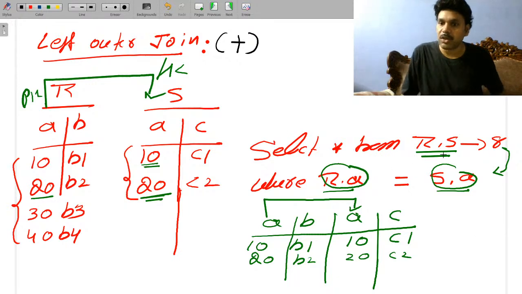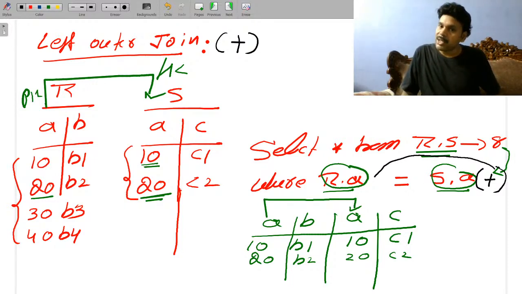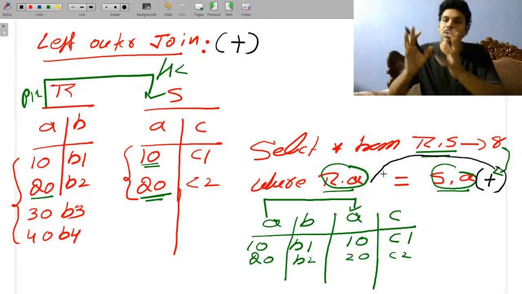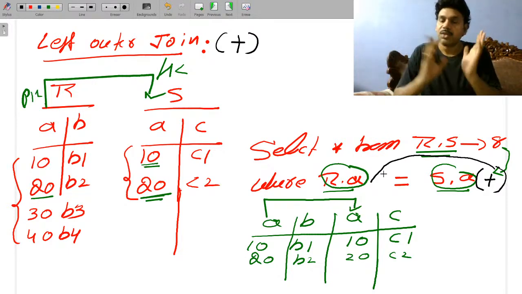If I attach plus, it is the outer join operator. Please observe carefully. If I add plus here, what will happen? It gets back the data which do not have a mapping in the R. There is no keyword like left outer join, right outer join, full outer join. This is the shorthand operator.